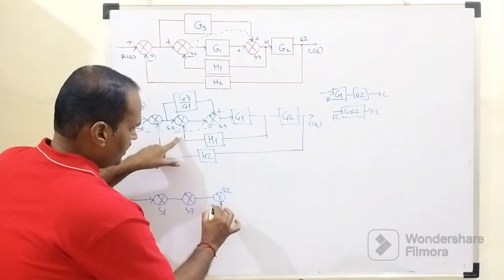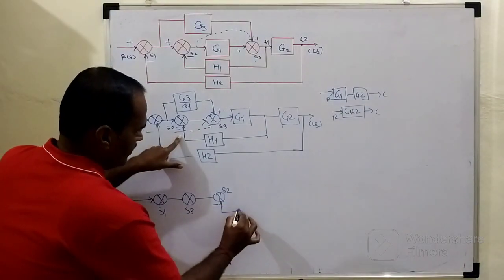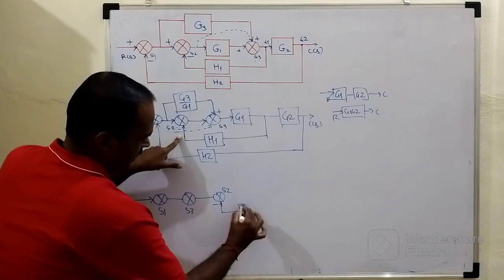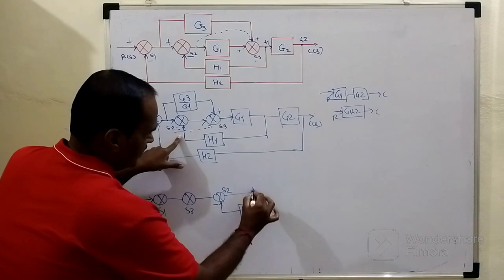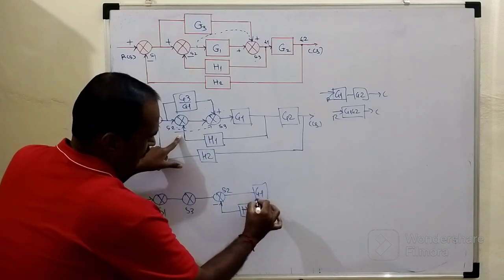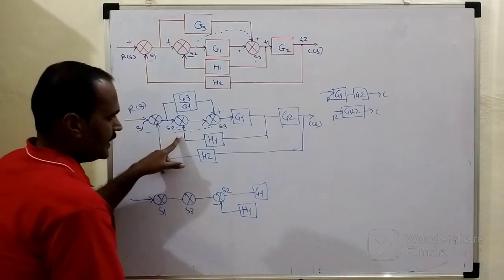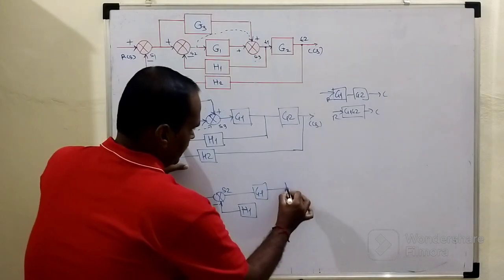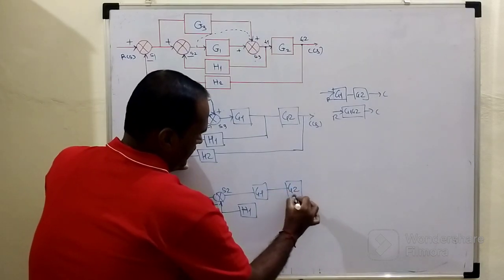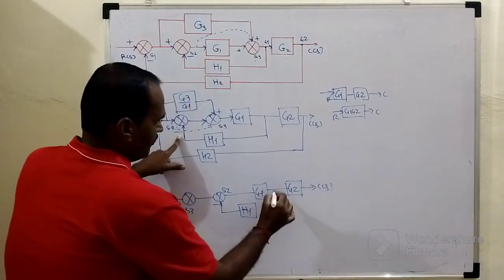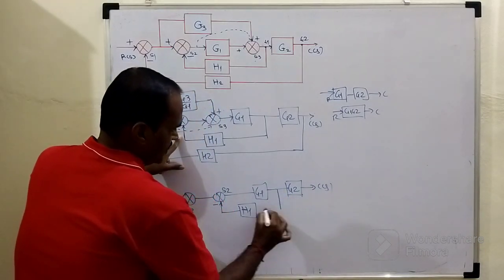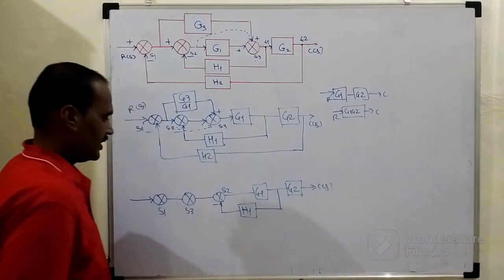So what are the associated elements of this summing point number 2? To its lower terminal, along with this negative feedback, we have the feedback element whose gain is H1. This is the forward path number 1, G suffix 1, and after that we have G suffix 2, and this is the output, right? From where that H1 is originated, after this G1.